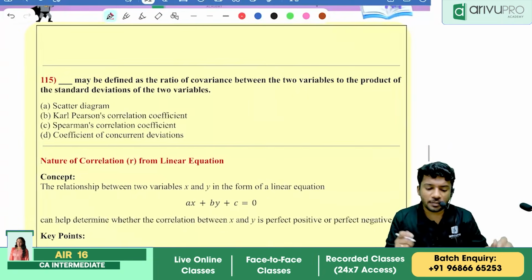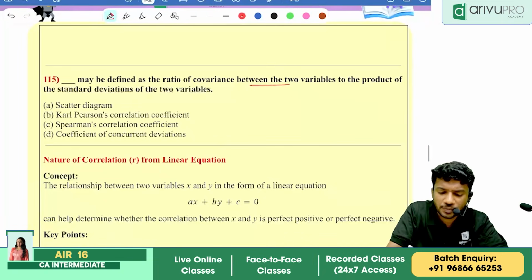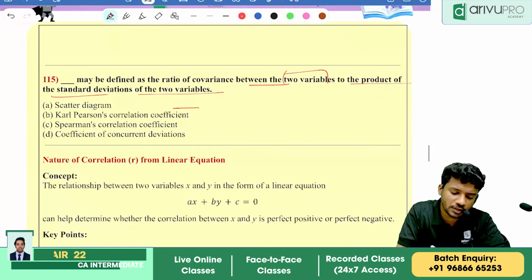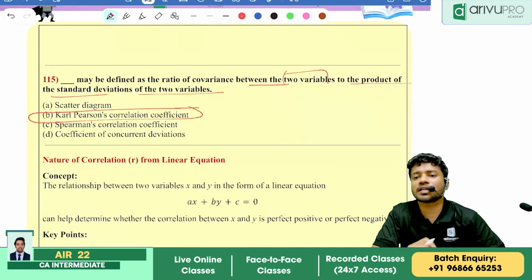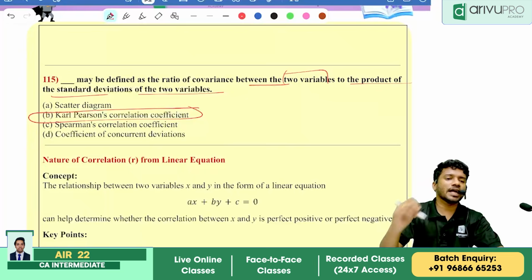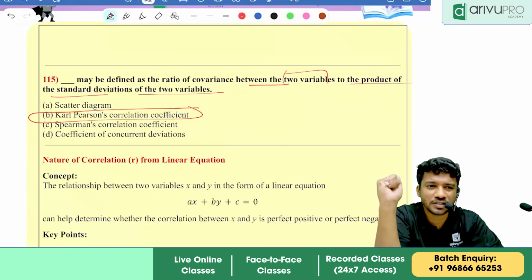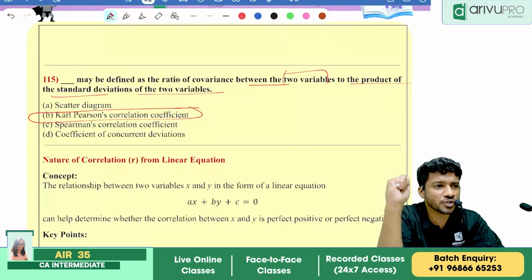Next question, people. Dash can be determined as the ratio of covariance between two variables to the product of the standard deviations of the two variables. KPCC, the correlation coefficient. So that is KPCC for you. Everyone understood KPCC? Will you be able to solve questions based on this?